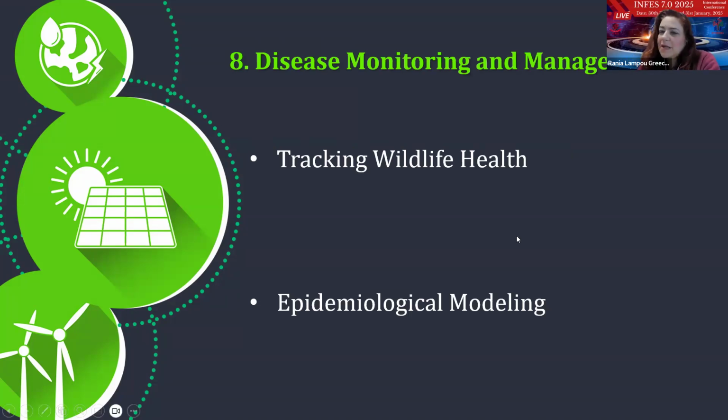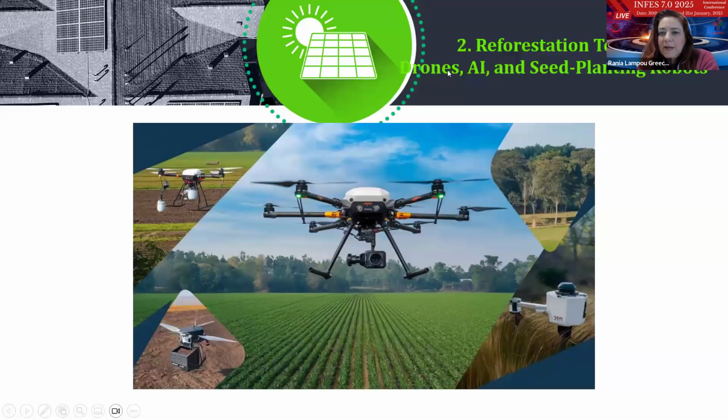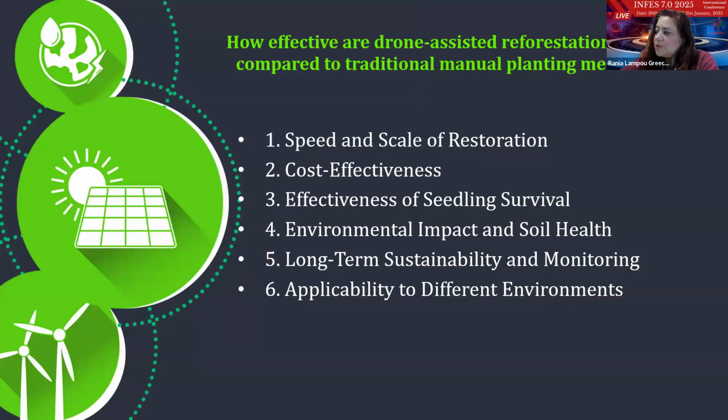wildlife populations. And another part of my presentation has to do with reforestation and how we can use seed planting robots, drones, and AI. Drone-assisted reforestation has become a promising tool now for large-scale ecological restoration, especially in areas that are difficult to access. However, its effectiveness compared to traditional manual planting methods depends on several factors, such as the type of environment, the scale of the restoration project, and the goals of the reforestation effort. So what has happened in the past?